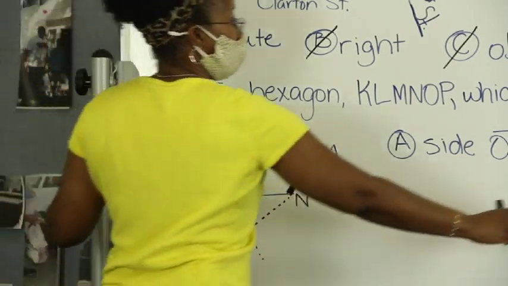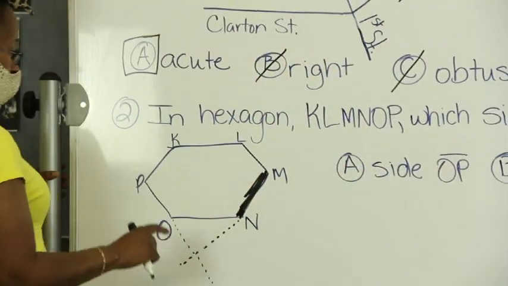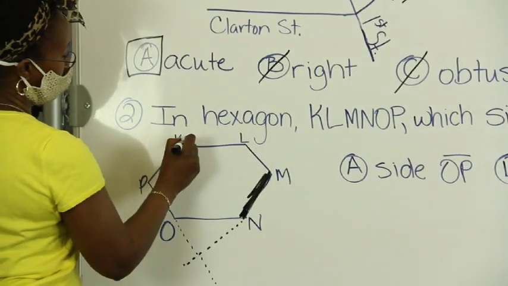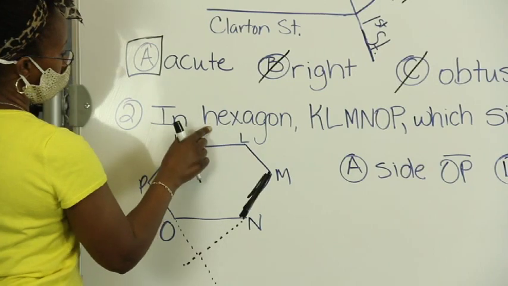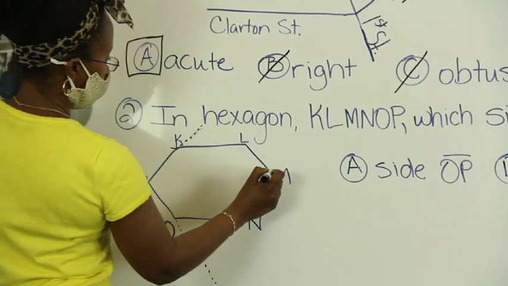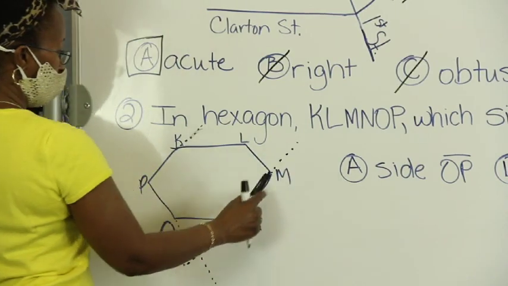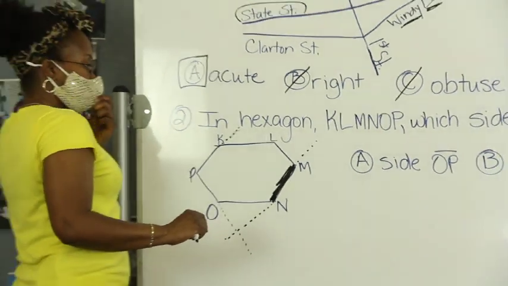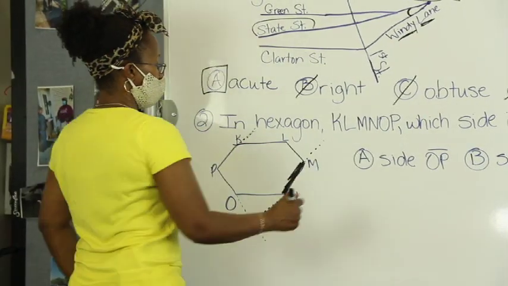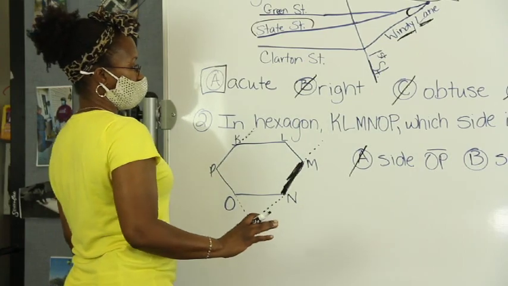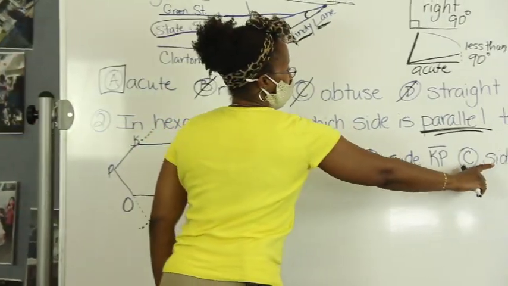Now, let's look at side KP. This is side KP right here. And if it extended all the way up, do you think that it would intersect with MN? I don't, but we'll hold on to it. We can't say for certain that it's the right answer at this point. Let's just keep looking.